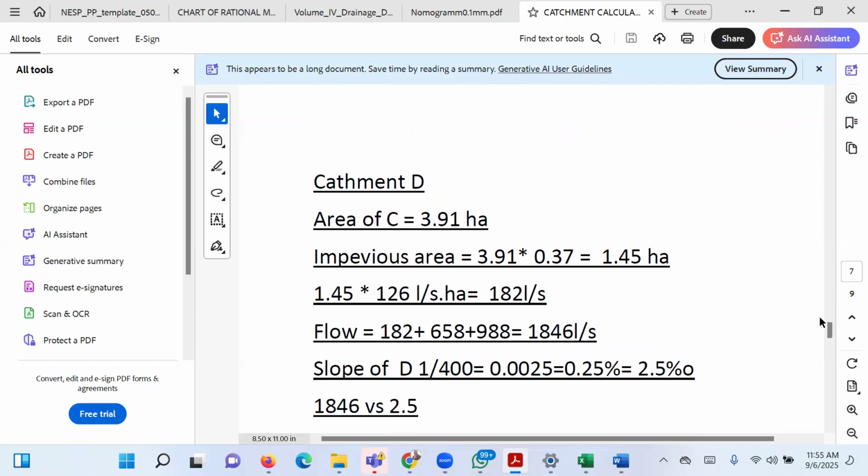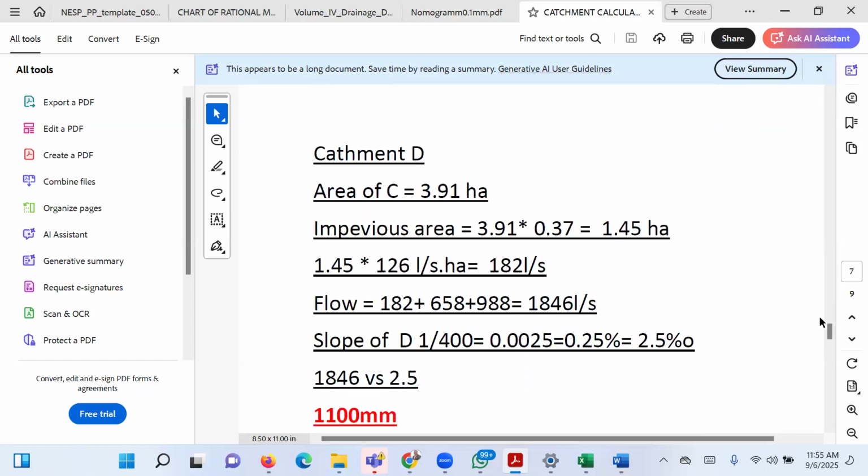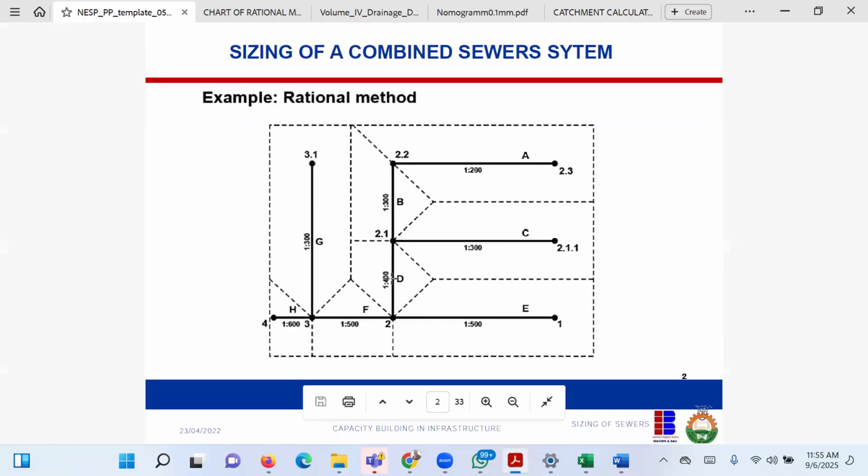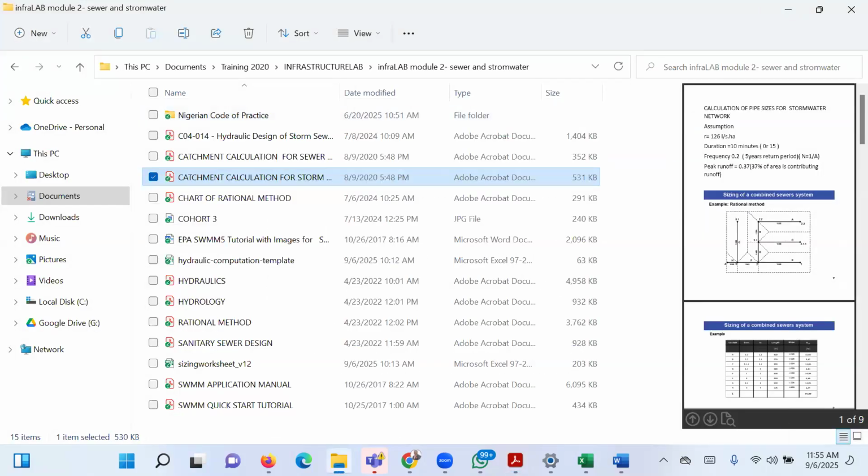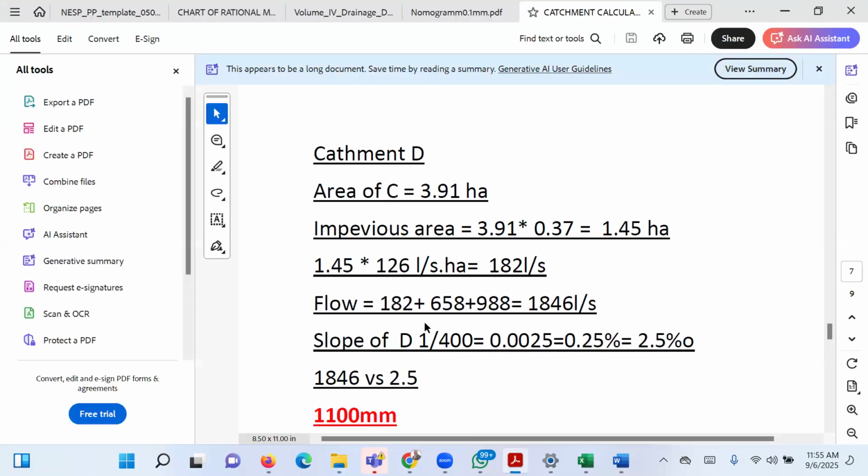Okay, so catchment D is now huge. Catchment D, even though it has a contributing area of 1.45 hectares, and its own flow is 182 liters per second, the total flow in catchment D, let's look at catchment D again. Catchment D is here. It's going to be B plus C plus itself. Are we together? Yes, we are. 182 plus 652, this will give us 1,846 liters per second.